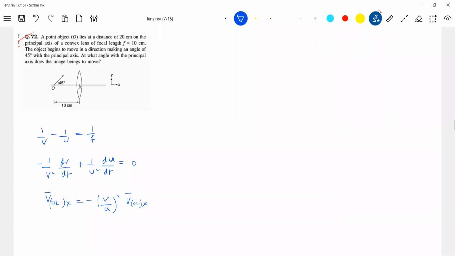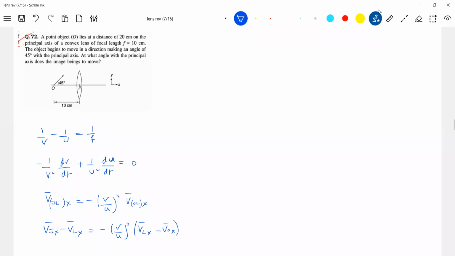What is v and u? u will be given, f will be given, so we'll come to know v. You substitute that and you'll get the particular thing. So what is the lens velocity? Since VLx is 0, or if we expand it, VIx equals minus v by u whole square times VOx minus VLx.